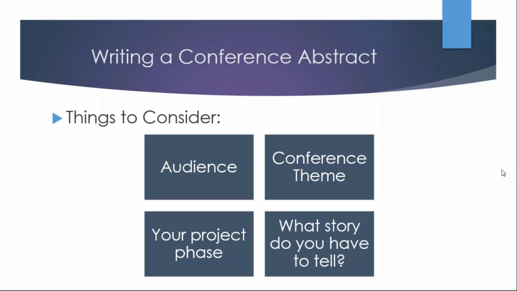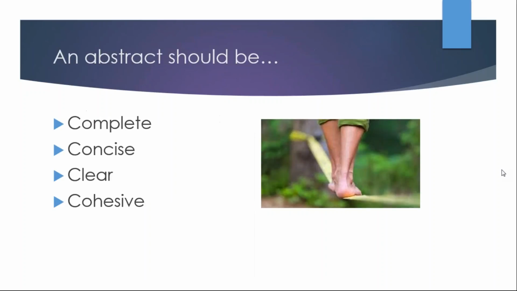The phase of the project is important. So what stage your project is in, and you want to tailor your abstract to the phase of the project that you're in, and that will be completed before the conference. So you don't want to put in your abstract your outcomes when you're not going to have completed your project before the conference. The next thing you want to consider is the story you have to tell. So why is the work you're doing impactful, and why should it be heard by others? And that should really come across in your abstract.